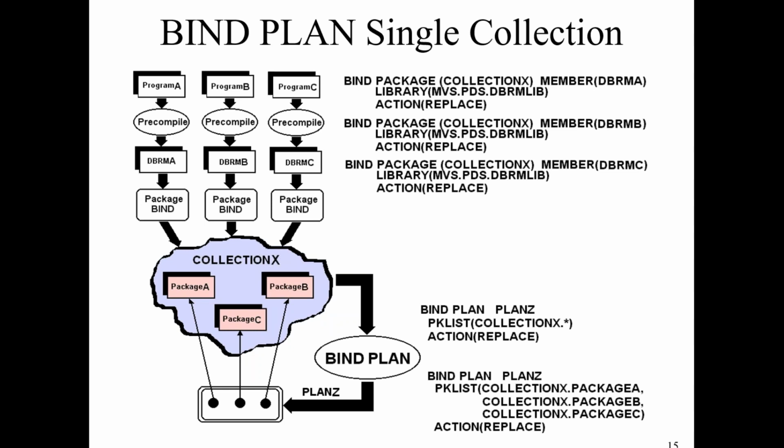Now, I'm doing this with a wildcard in that first example, collectionx.everything, which is the way I like to do it. We could get more granular than that, though. In this second example, I'm saying Plan Z only contains these 3 packages. So there may be other packages in a collection called Collection X, but this plan only looks at these 3.